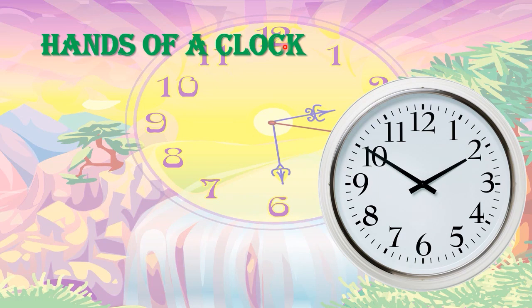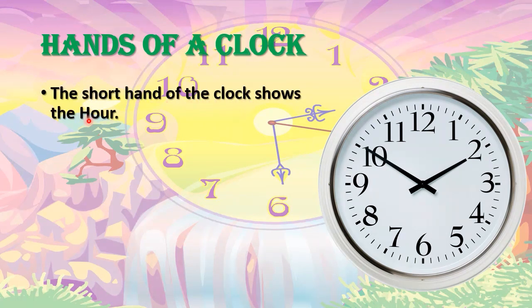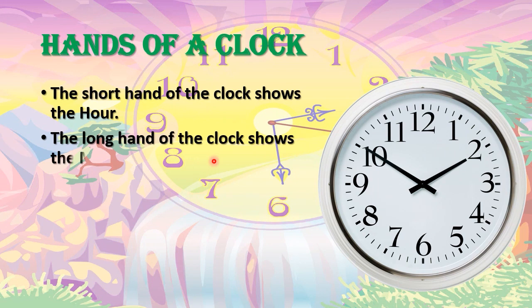Hands of a clock. The short hand of the clock shows the hour. So here this is hour hand. The long hand of the clock shows the minute. So here this is the minute hand.